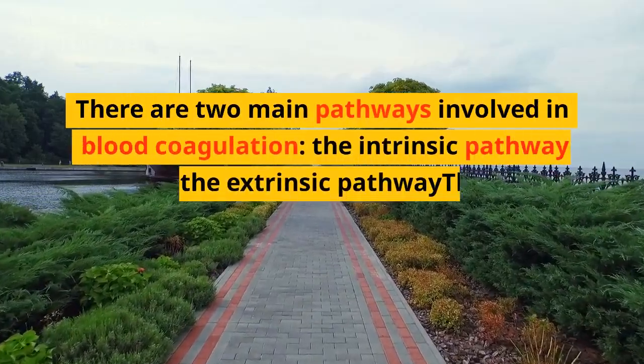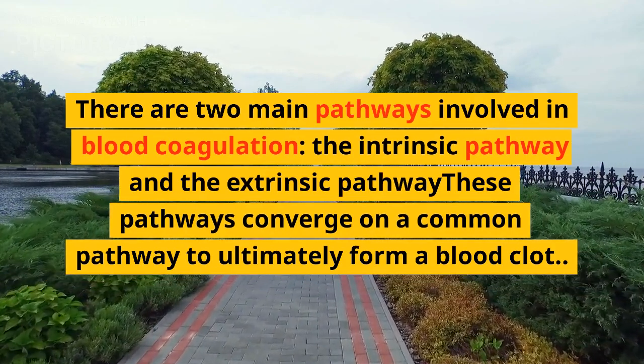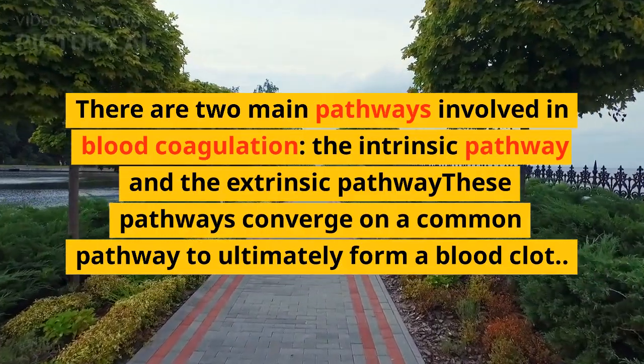There are two main pathways involved in blood coagulation: the intrinsic pathway and the extrinsic pathway. These pathways converge on a common pathway to ultimately form a blood clot.